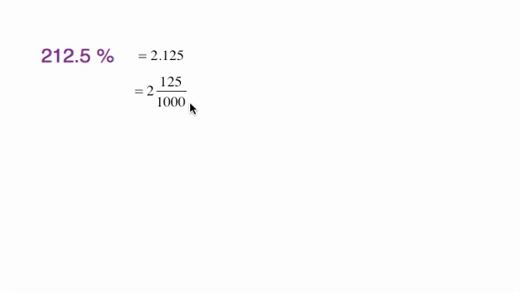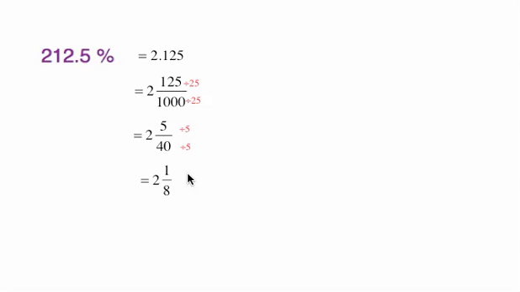Now I just have to reduce. I'm going to divide the top and bottom. This ends in 25. Anything that ends in double zeros, 25, 50, or 75 is divisible by 25. So I'm dividing the top and bottom by 25, and that gives me 5 over 40, which are both divisible by 5. So I divide the top and bottom by 5, and that gives me 1/8. All right, 2 and 1/8.